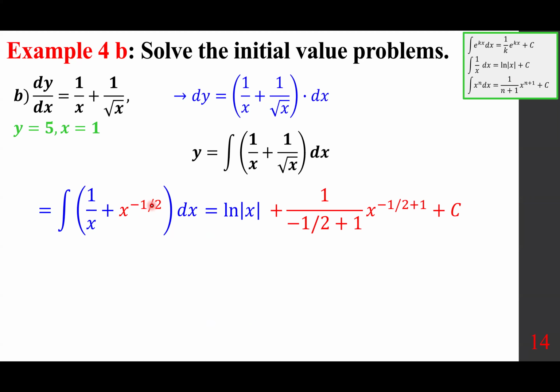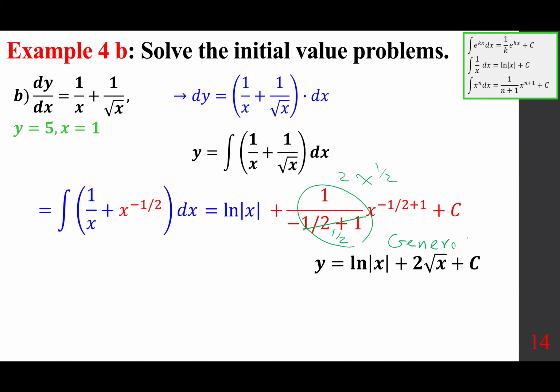Believe it or not, this is the only calculus step. So this is ln x. This one is positive 1/2 and makes this one 2. X to the power of negative 1/2 plus 1, positive 1/2, or 2 square root of x. So again, you're looking at a general solution.